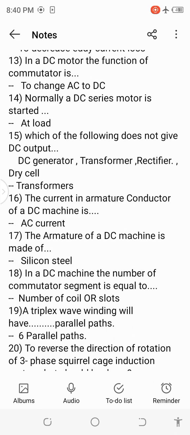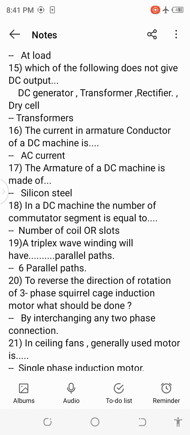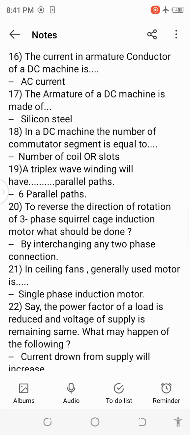17. The armature of a DC machine is made of silicon steel. 18. In a DC machine, the number of commutator segments is equal to the number of coils or slots. 19. A triplex wave winding will have how many parallel paths? 6 parallel paths. 20. To reverse the direction of rotation of a three-phase squirrel cage induction motor, what should be done? By interchanging any two-phase connection.